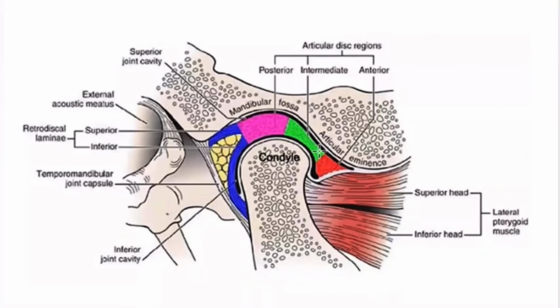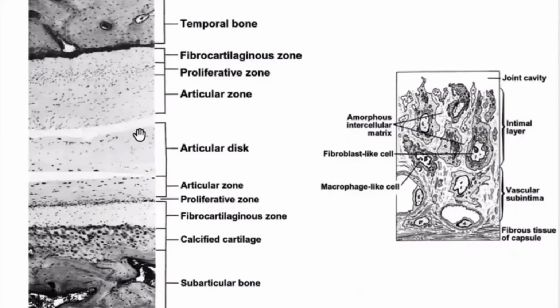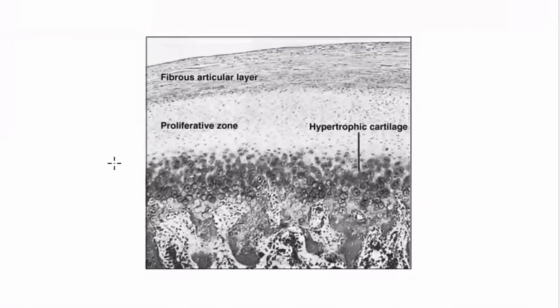We said that the lower half is meant for translation. The most inner part, which is the core of the disc, serves as shock absorption, a cushioning effect. In the external parts, we have dense connective tissue and also some fibrocartilage. We see some fibrocytes and collagen bundles arranged in different directions, collagen type 1 and collagen type 2.